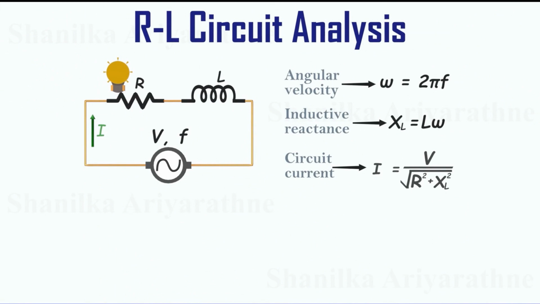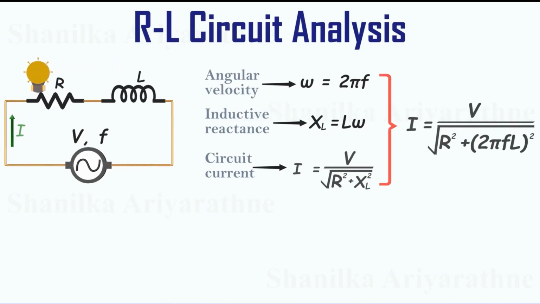For circuits containing resistance and inductance, we already derived the full current equation in a previous video. So if you're not familiar with that derivation, you may want to watch that lesson first. By replacing angular frequency omega with 2 pi f, we get the inductive reactance equation.